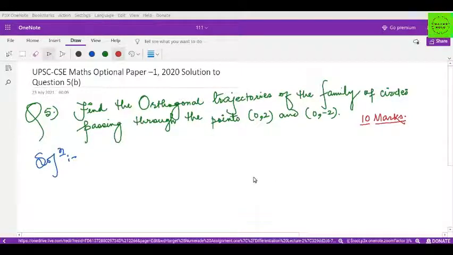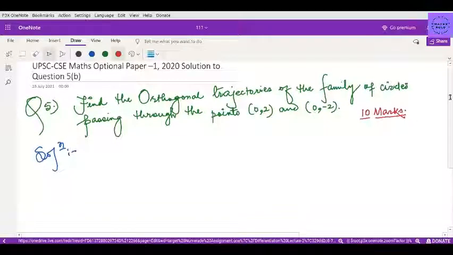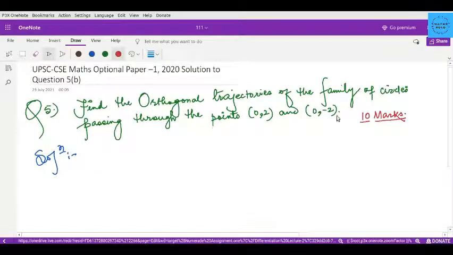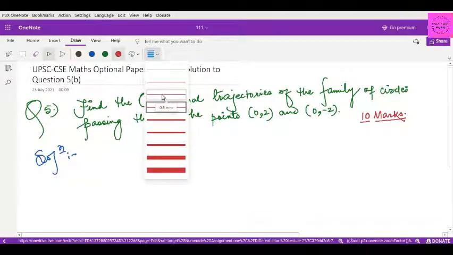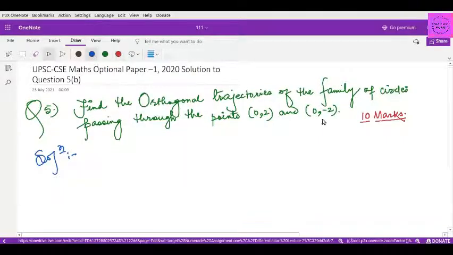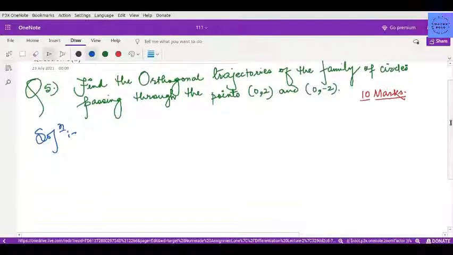Today we are going to solve UPSC CSE Maths Optional Paper 1 2020 solution to question 5b. The question statement says: find the orthogonal trajectories of the family of circles passing through the points (0, 2) and (0, -2). So here we have the solution.